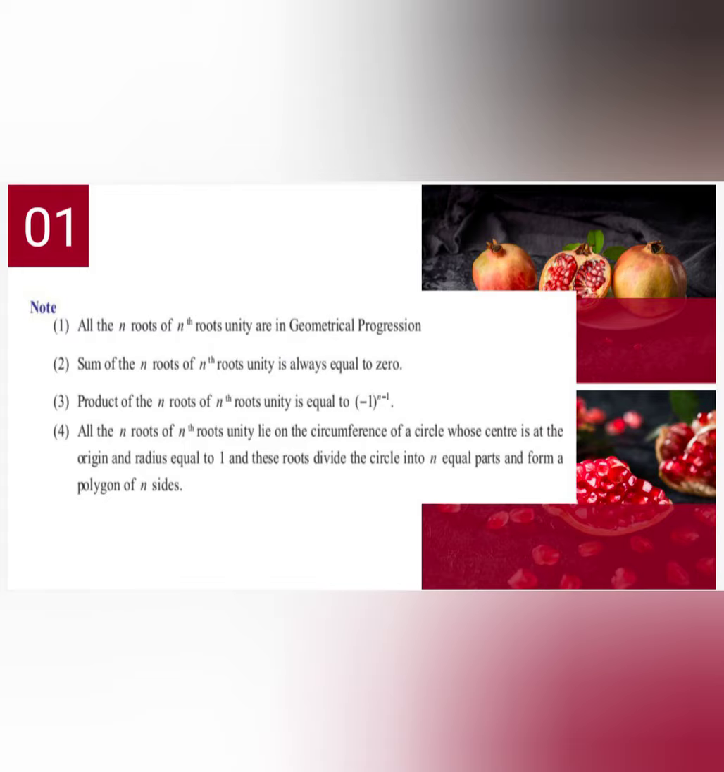Now we have certain notes. All the n roots of nth roots of unity are in geometrical progression. This we saw earlier also. The sum of the n roots of nth roots of unity is always equal to 0. This is what we saw in the previous slide. The product of the n roots of nth roots of unity is also equal to minus 1 the whole power n minus 1. And also the fourth point, all the n roots of nth roots of unity lie on the circumference of a circle. So all these points are important.